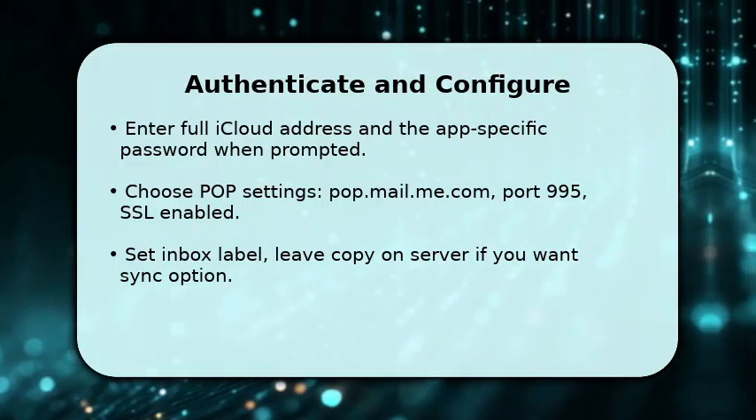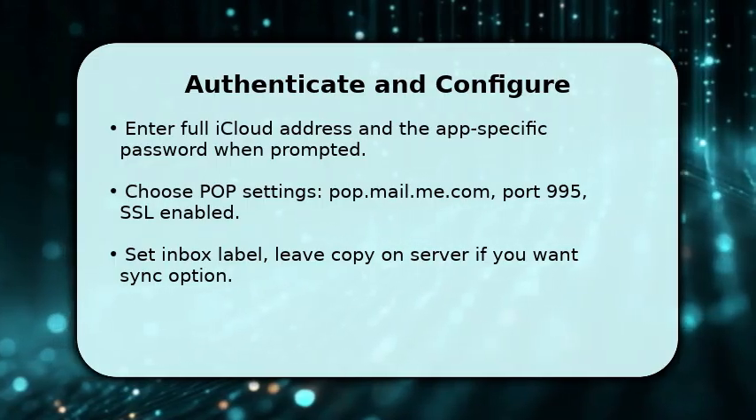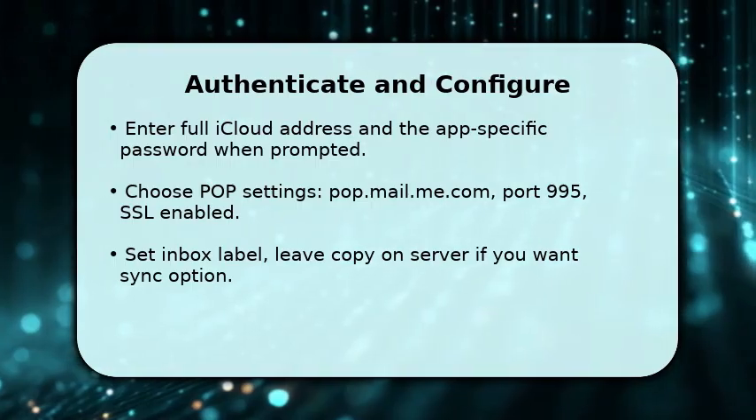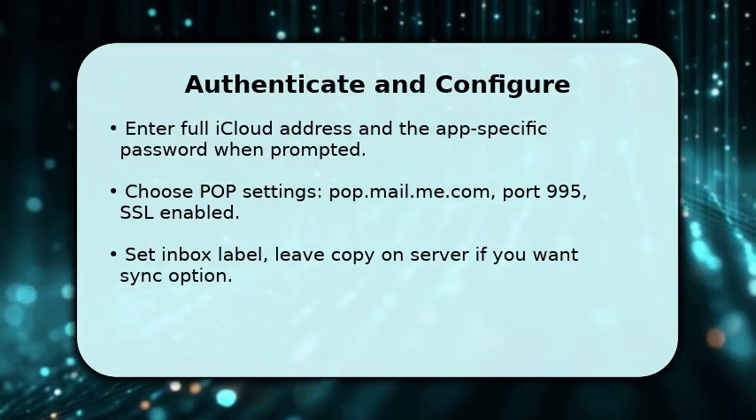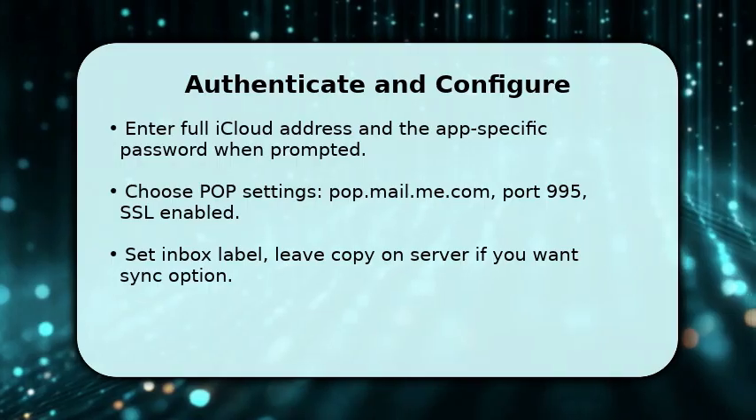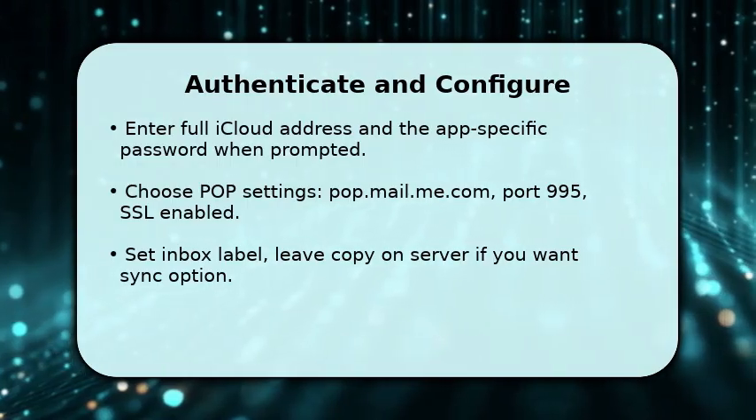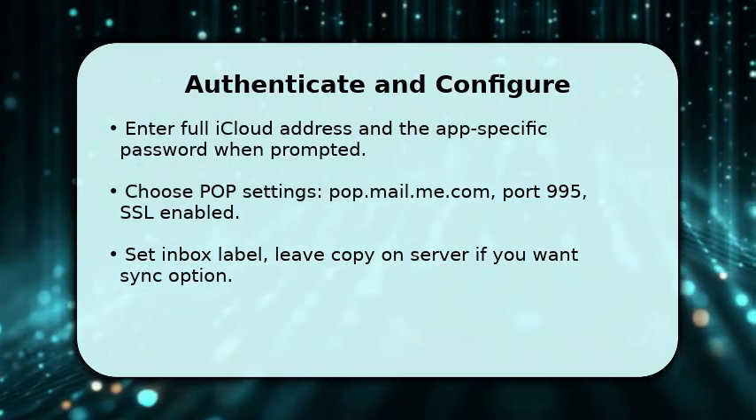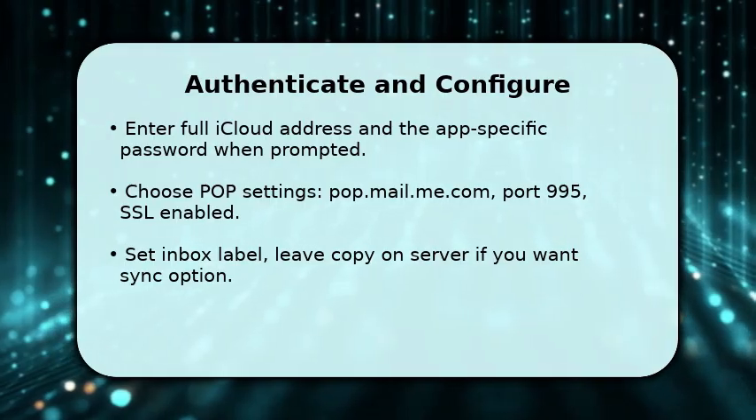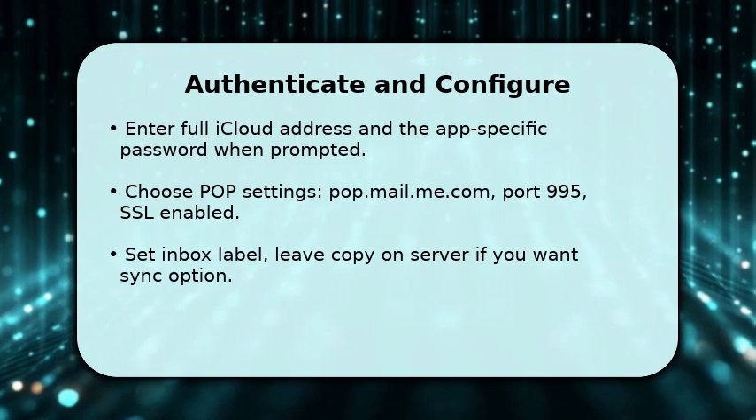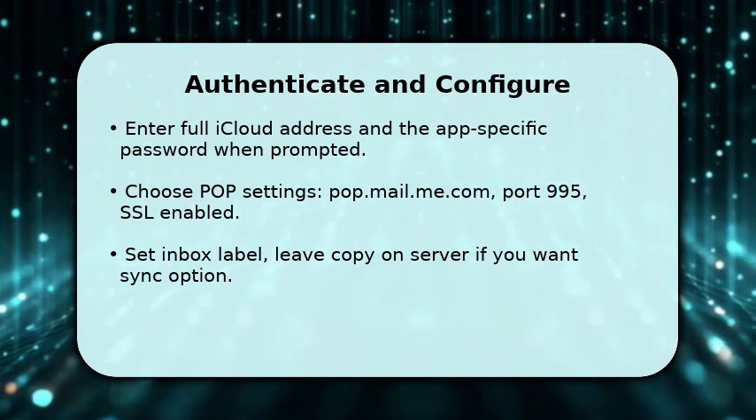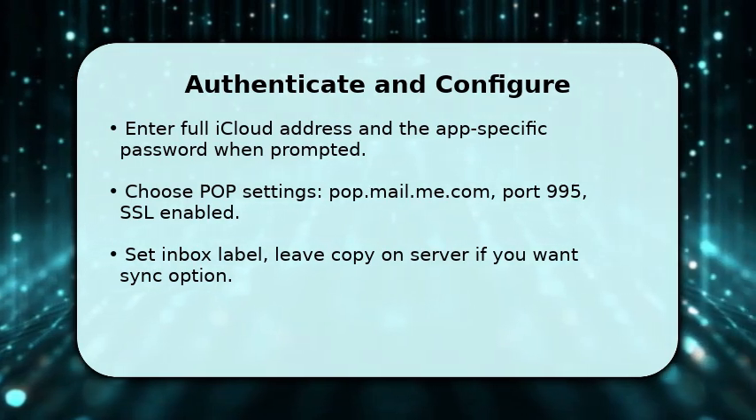Next, configure POP settings manually. Use pop.mail.me.com with port 995, and enable SSL so your messages transfer securely. While setting import options, pick a label to separate iCloud Mail in Gmail and decide whether to leave a copy on the iCloud server. Leave it if you want messages available on other devices. Save and continue to confirm.